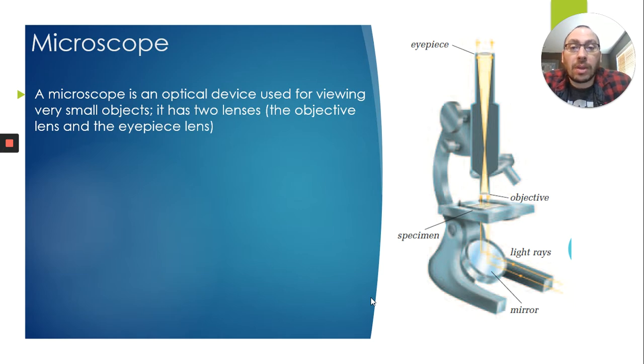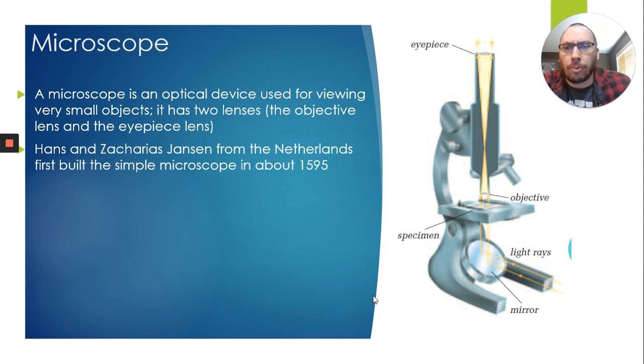Don't have to worry about calculating the magnifications this time around, but you might remember from the last unit, the eyepiece lens has a magnification of 10. The objective lenses are 4, 10, and 40 on our microscopes. So by combining those, we can get magnifications of 40 times, 100 times, and 400 times. That should be molded into your brains by now.